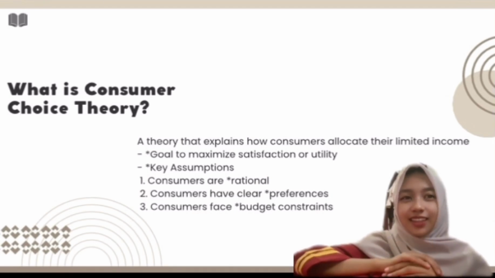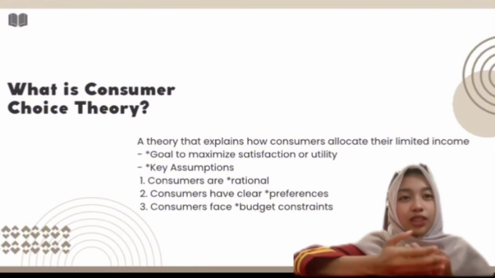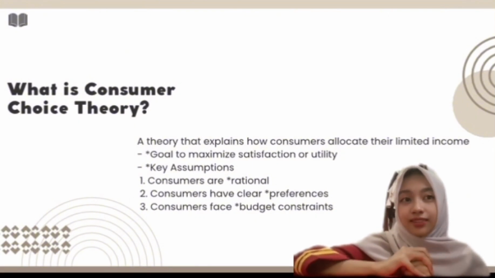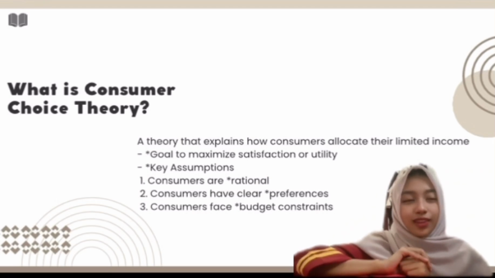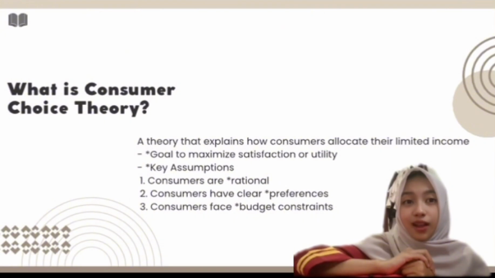Second, consumers have clear preferences. We know what we like and what we don't like. Kita bisa ranking. Contoh, saya lebih suka nasi padang daripada seblak.